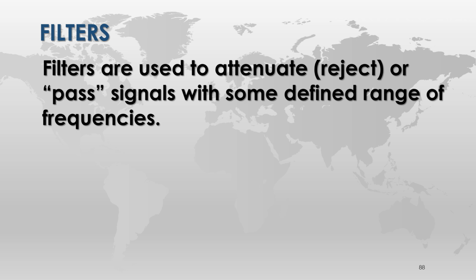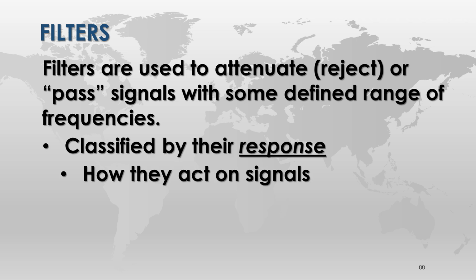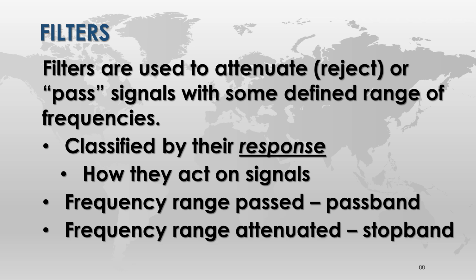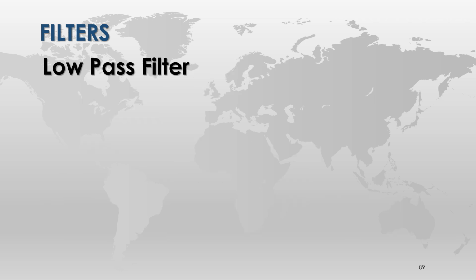Filters are used to attenuate or reject or to pass signals within some defined range of frequencies. So filters reject or pass signals. Rejection is called attenuation. They are classified by their response and how they act on signals. The frequency range passed is the pass band. The frequency range attenuated is the stop band. If you've got a pass band that's this wide and you're stopping all of this, you don't hear any of that noise out there.